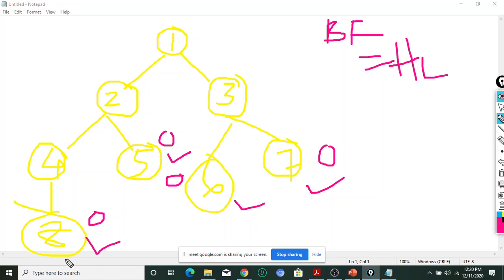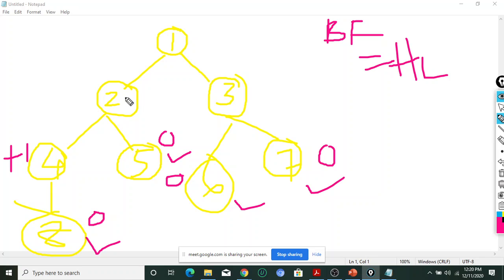So what is the height of the left subtree? That is 1. Yes or no? One. What is the height of the right subtree? Zero. The right child is missing. So this is 1 minus 0, which means plus 1. Yes or no? Yes, sir.